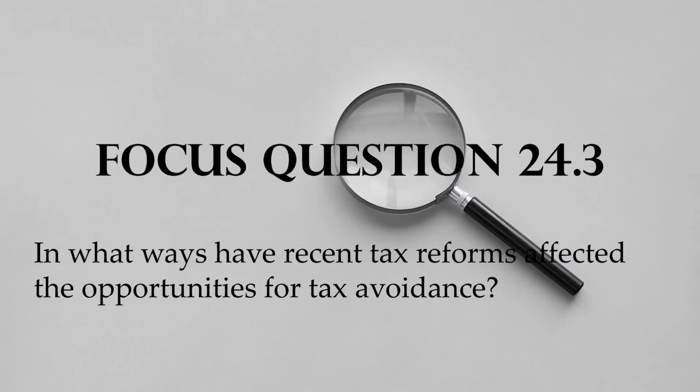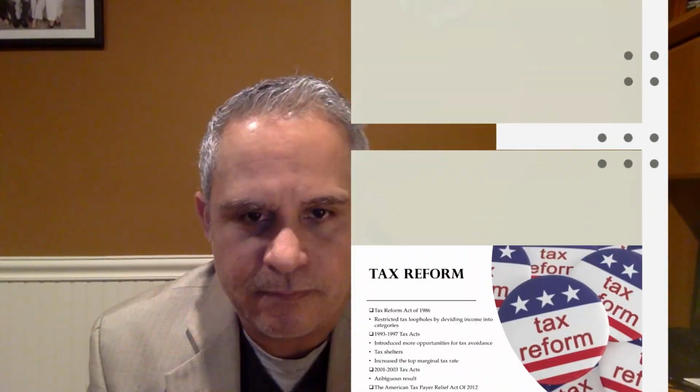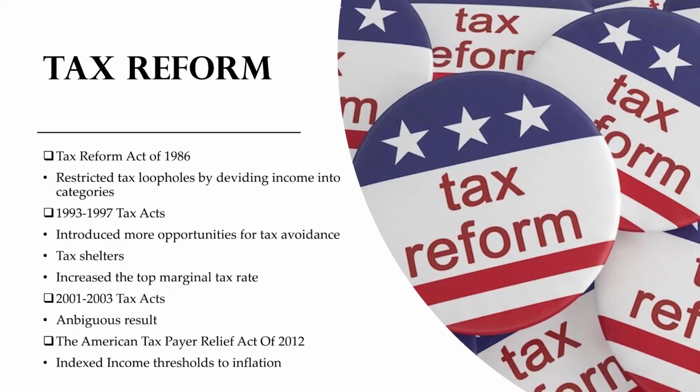In what ways have recent tax reforms affected the opportunities for tax avoidance? Well, tax reform has been around for a while. Over the last 40 years, we have had some major tax reform that continues to affect us today. For example, the Tax Reform Act of 1986. This major piece of legislation restricted tax loopholes by dividing income into categories, so it allowed us to separate how you could determine your income.